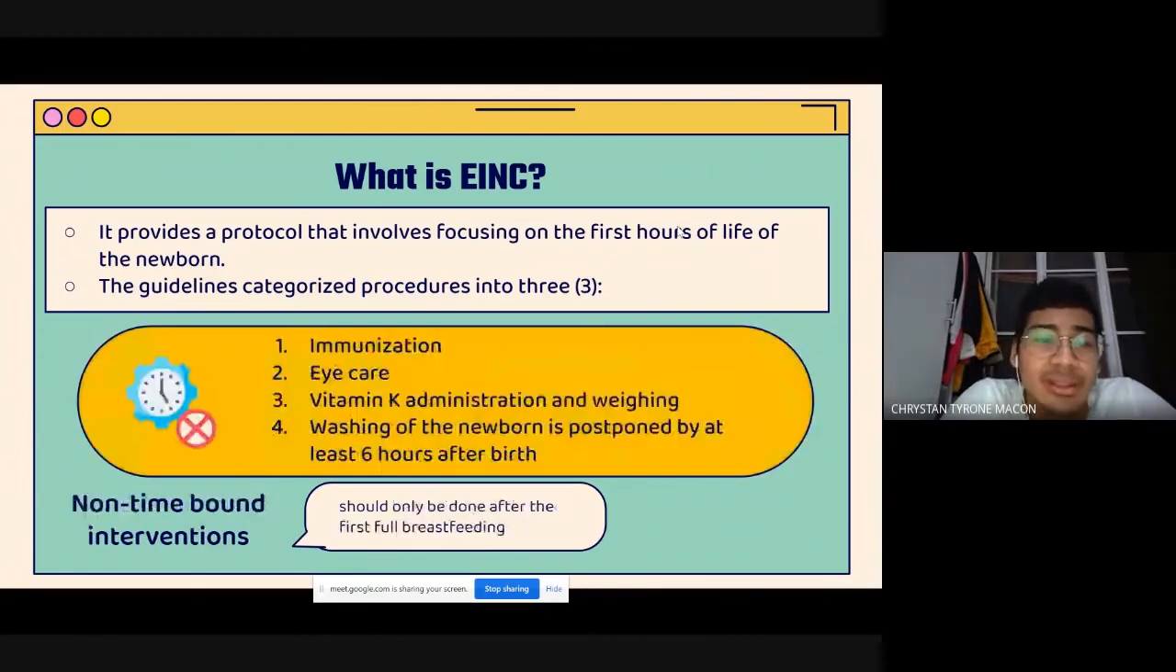So, the second one po is the non-time-bound intervention. Ito po ay ginagawa lamang ng nurse pagkatapos na pong ma-fully breastfed si baby. So, ang unang-una pong ginagawa dito ay ang immunization, ang eye care, ang vitamin K na pag-inject kay baby, at ang pagkuha ng weight ni baby. Bakit mahalaga ang vitamin K? Dahil dito ay kulang pa si baby ng vitamin K at ang pagtuturok nito kay baby ay makakatulong upang hindi magdugo or mag-bleed si baby. Pang-apat, dapat din po ay hindi po natin agad paliguan si baby within the 6 hours po.